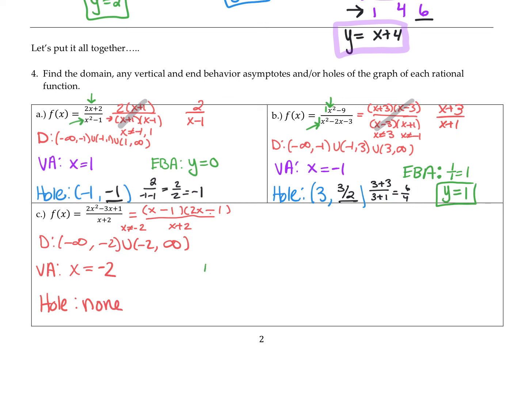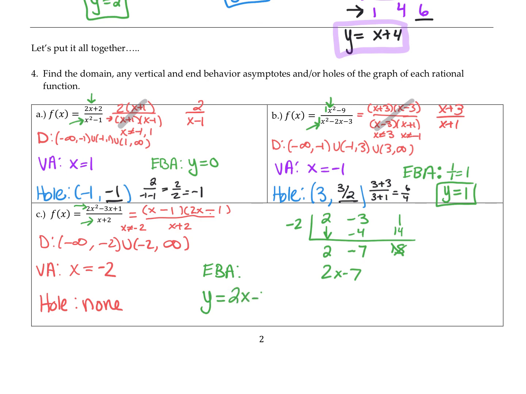But I will need to determine my end behavior asymptote, because since my numerator degree is larger than my denominator degree, I'm going to have to do long division to find that. So 2, -3, 1, -4, -7, 14, 15. Again, I don't care about this. It's going to be 2x minus 7. So my end behavior asymptote will be at y equals 2x minus 7.